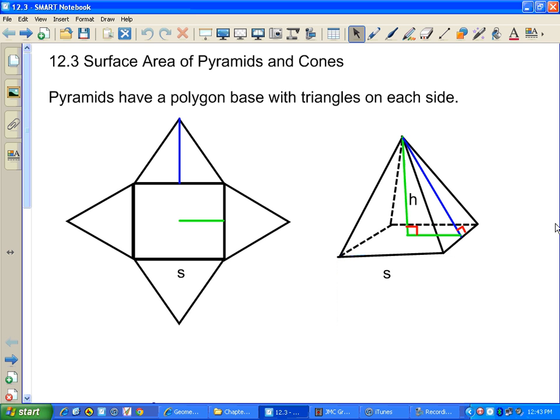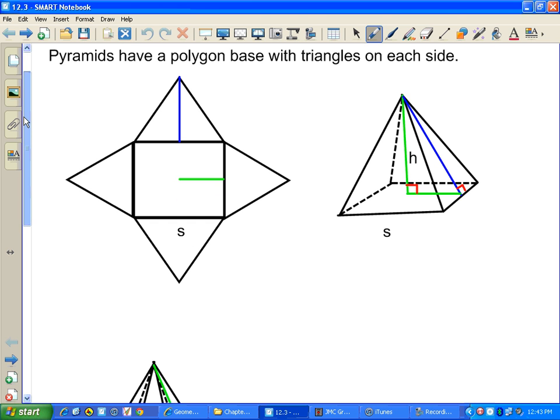We're going to look at some more shapes and finding surface area of these other shapes that we've talked about already, but now we're going to learn how to do their surface area. So first we're going to start with pyramids, and then we'll talk about cones. What I've got here is what a pyramid would look like.